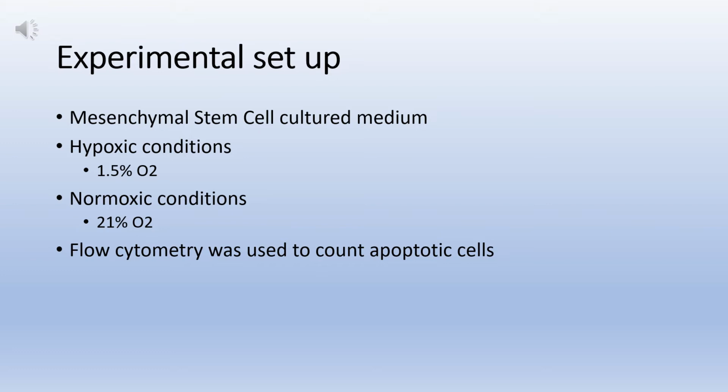Hypoxic conditions are simulated in a controlled chamber with 1.5% oxygen, and normoxic conditions were simulated in a controlled chamber with 21% oxygen. This is similar to the amount of oxygen you will see in the Earth's atmosphere. Now, alveolar epithelial cells were put under different conditions, and flow cytometry was used in order to count the amount of cells that were undergoing apoptosis.